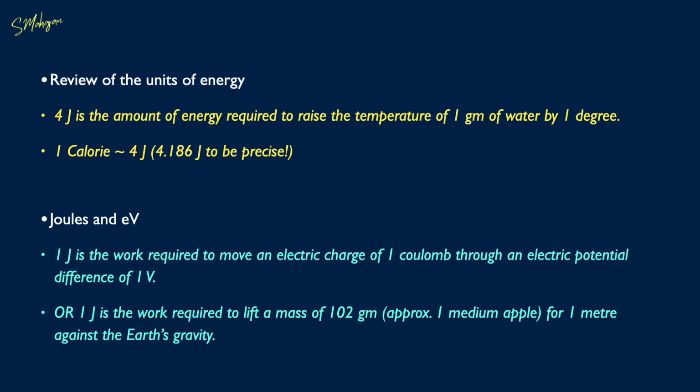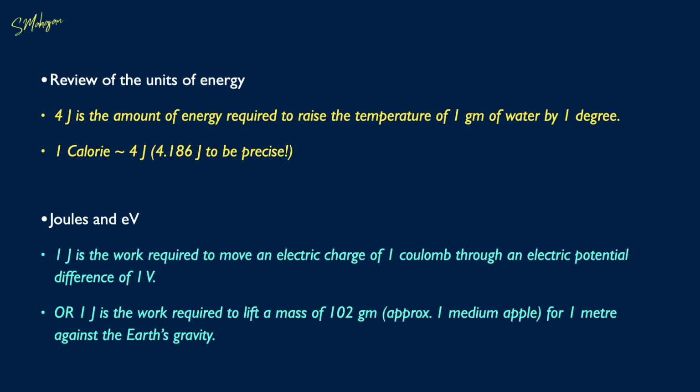Since we just mentioned electron volts, let's review the units of energy and take a minute to understand how much is an electron volt. Now you know that 4 joules of energy is required to raise the temperature of 1 gram of water by 1 degree. This is approximately 1 calorie. 1 joule, on the other hand, is defined as the work required to move an electric charge of 1 coulomb through an electric potential difference of 1 volt. Hence the name electron volt.